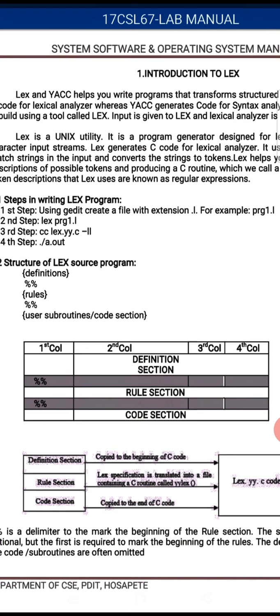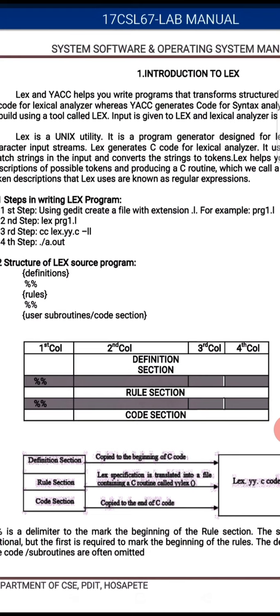In the definition section, we can declare some variables, and at the same time we can initialize the variables also, and we can include any of the header files required for the program. In the code section, it is the same as our C code. In this code section mainly we are going to invoke a lex function inside the main function.